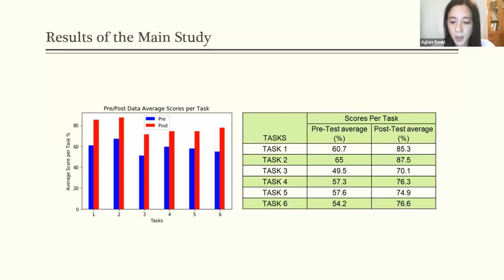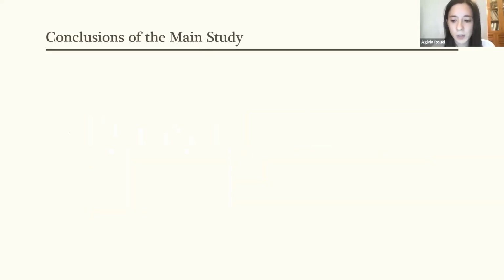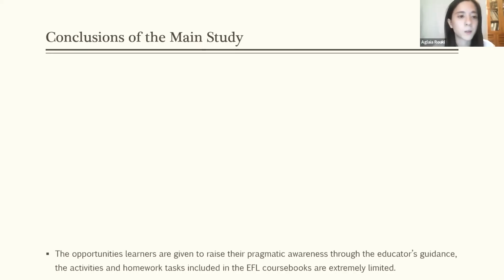Even though task 3 remained the task with the lowest scores in the post-test stage, the average scores improved by 20.6%, and the findings generally indicate that the participants' awareness of indirect answers was indeed enhanced. Based on the aforementioned results, I reached these final conclusions.